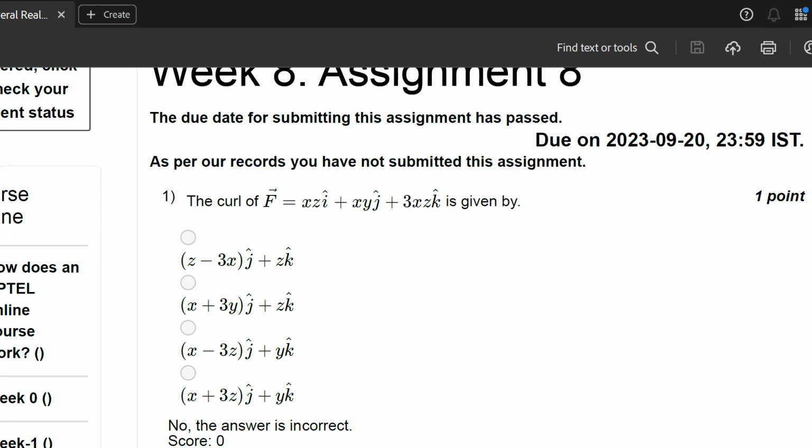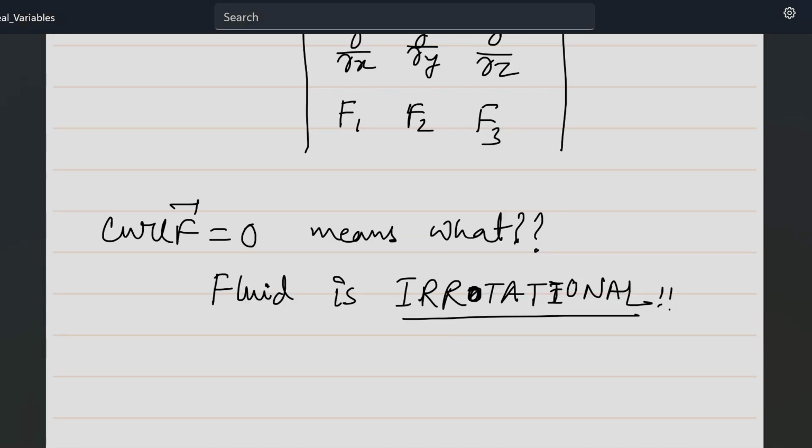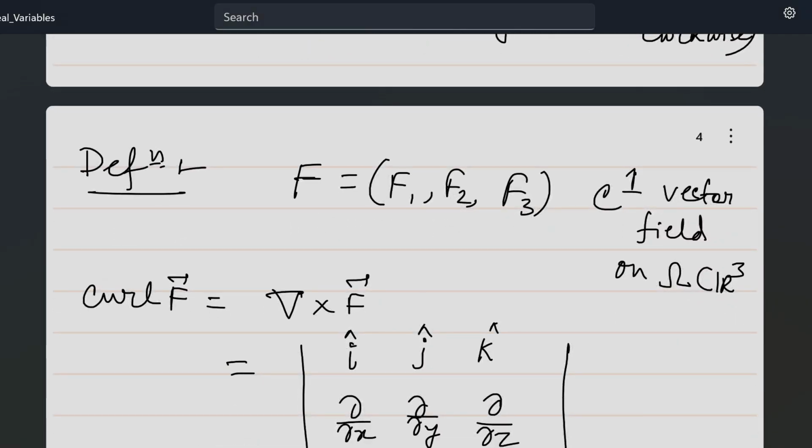So the first question, is it visible? Fine. Please confirm. Please tell me it is visible or not. Yeah, visible. Okay. So I will solve the first question, that is, curl of f you have to find. Just now I told you the definition of curl. So you calculate and tell me what is the answer, and otherwise I will also do it here.